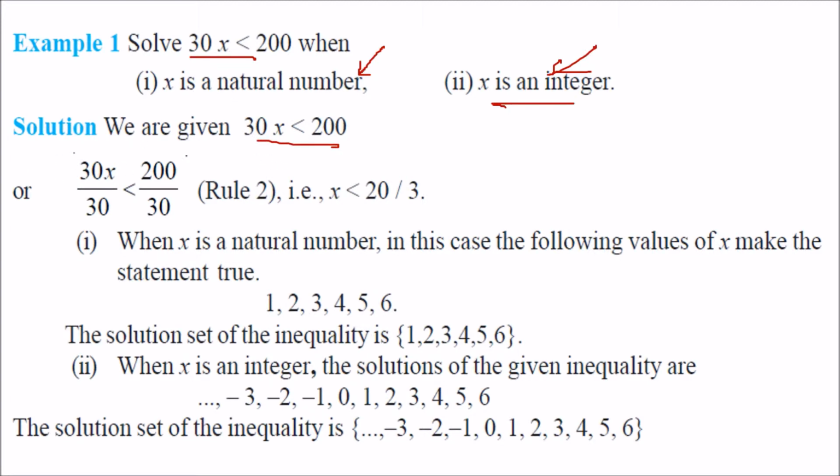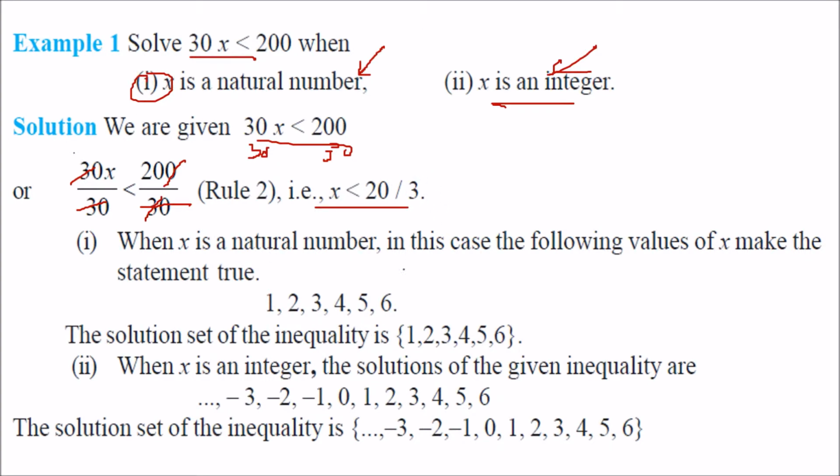We'll apply the rules we have studied. Divide both the sides by 30. So what do you get? Actually, this is 20 by 3. So x is less than 20 by 3. Now this is okay, but the first part is it needs to be a natural number.